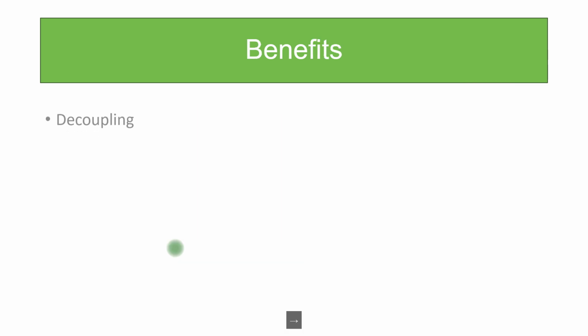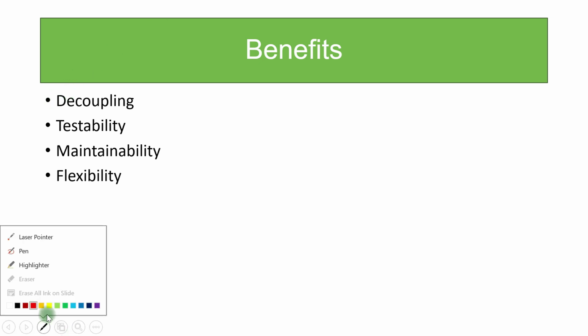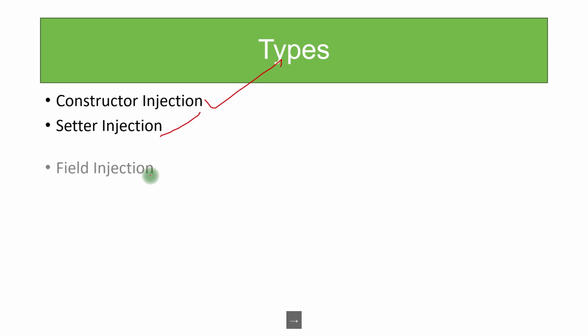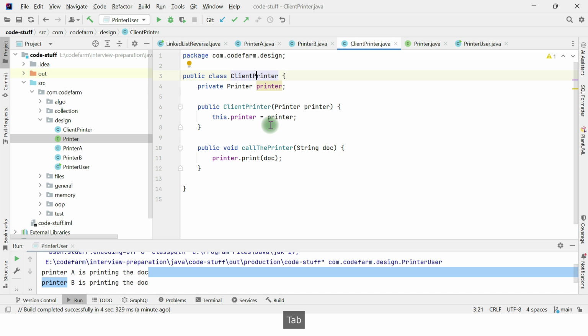So what are the benefits out of this one? Decoupling, testability, maintainability, flexibility come with these ones. So these are all benefits that are coming with this one, right? So we just saw that. What are the different types of dependency injection? Constructor injection is one thing, setter injection is one thing, and field injection. Constructor injection is something that we just saw in here, right? So we just created the constructor.